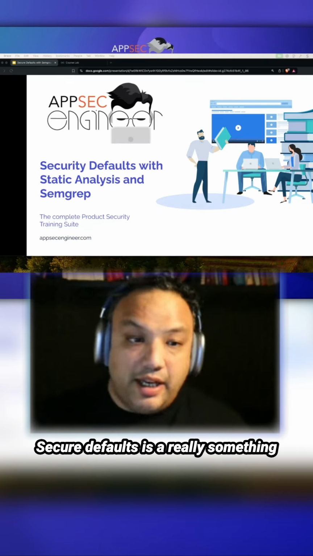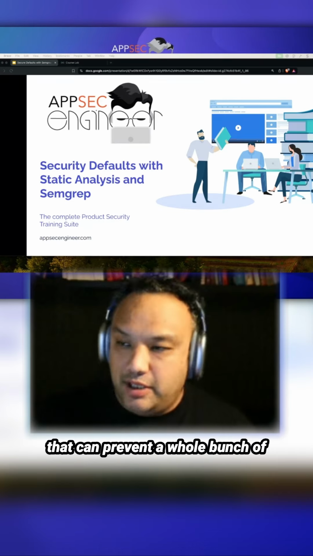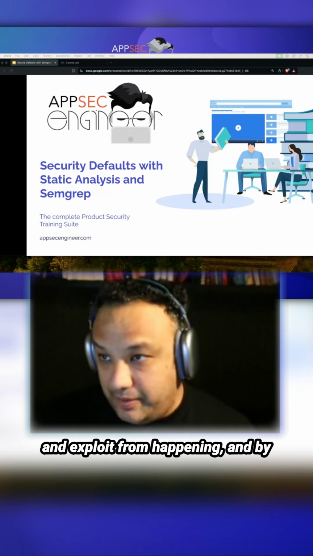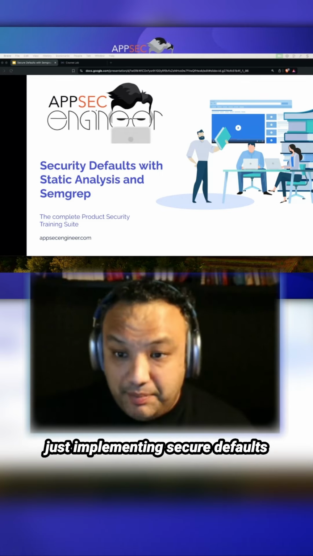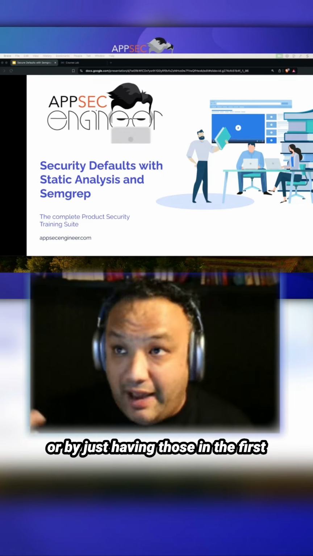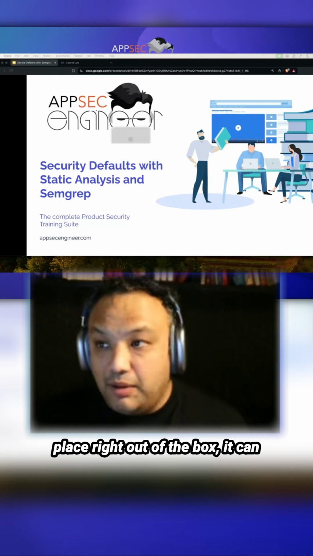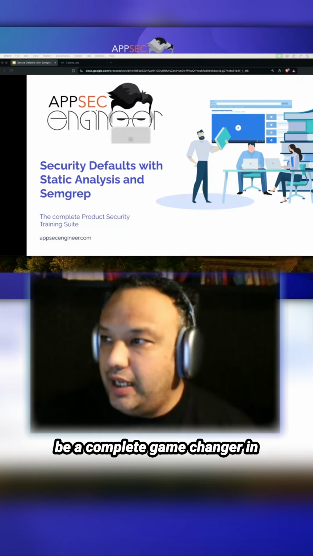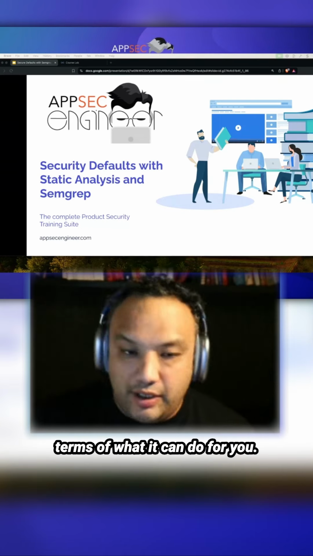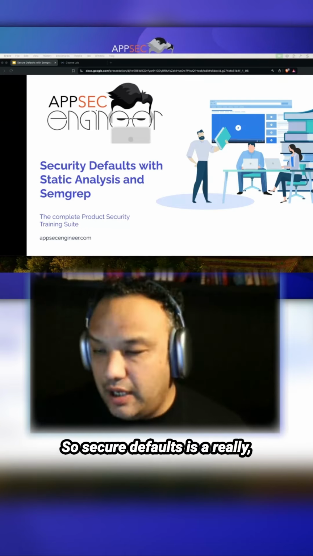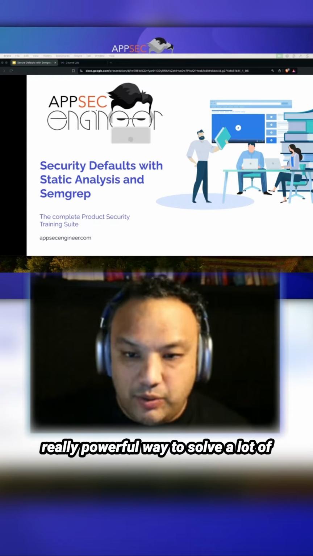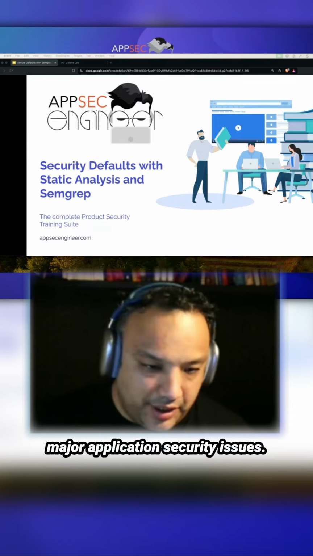Secure defaults is really something that can prevent a whole bunch of application security vulnerabilities and exploits from happening. And by just implementing secure defaults, or by just having those in the first place right out of the box, it can be a complete game changer in terms of what it can do for you. So secure defaults is a really powerful way to solve a lot of major application security issues.